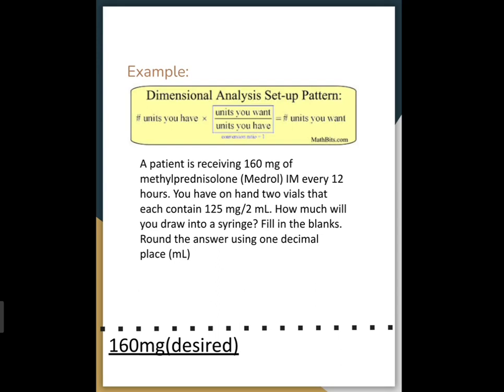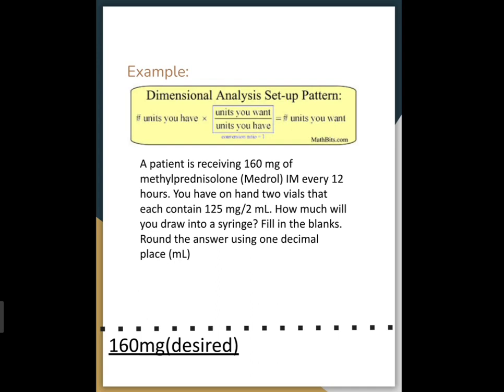PNs and RNs administer medications. Usually, physicians or MDs, or healthcare providers, will place the order for the medication. So ordered implies that this is the desired dose, right? Or the word receiving, or the expression you are to administer, also refers to the desired dose, because those words imply that this is the ordered medication and this is in fact the desired dose.